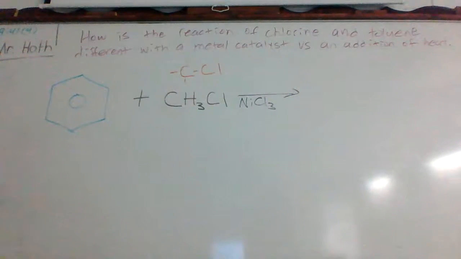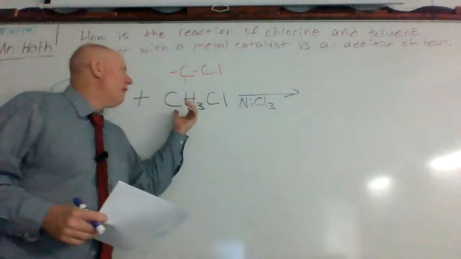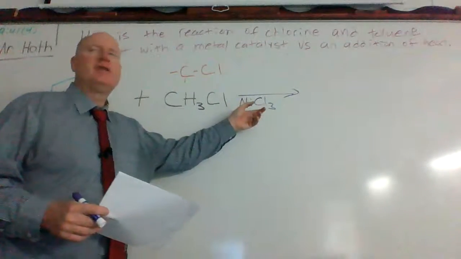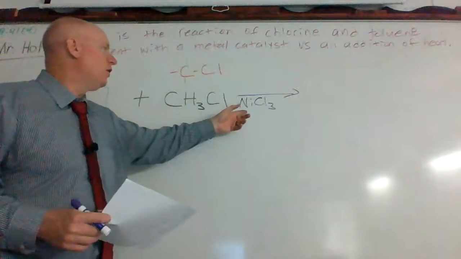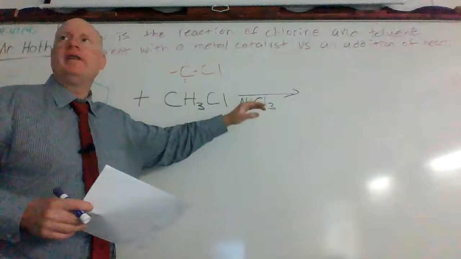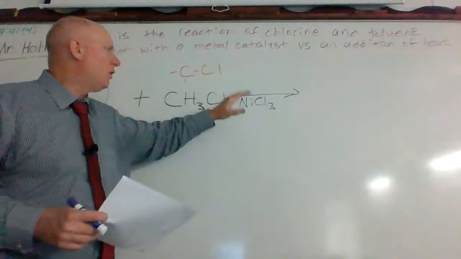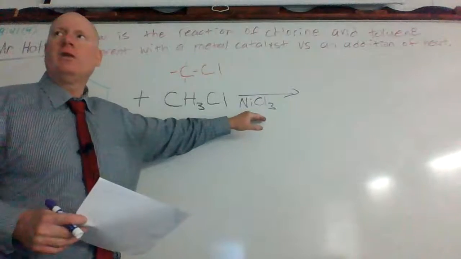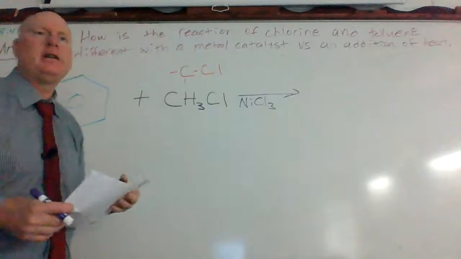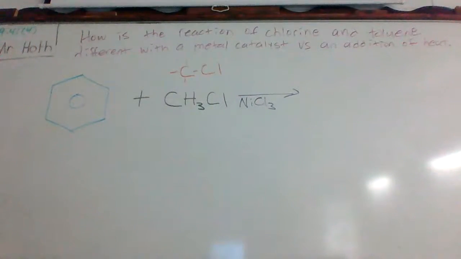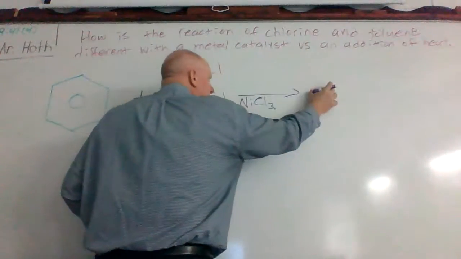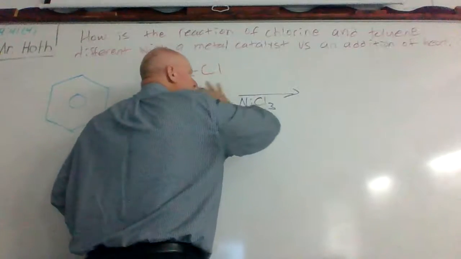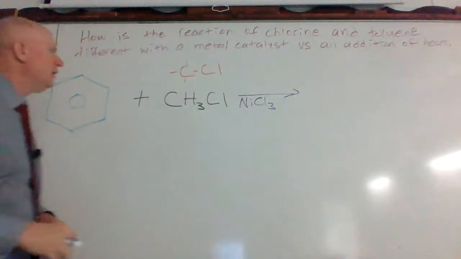And typically, in the experiences that we've had in this class, if you have methyl chloride with your metal catalyst, it's probably going to have chlorine in it, or chloride ion as well. Doesn't matter. Nickel chloride, iron chloride, aluminum chloride, cobalt chloride, any one of those metal catalysts we'd want to add in here to then get this attached. Okay, so this reaction is going to proceed.